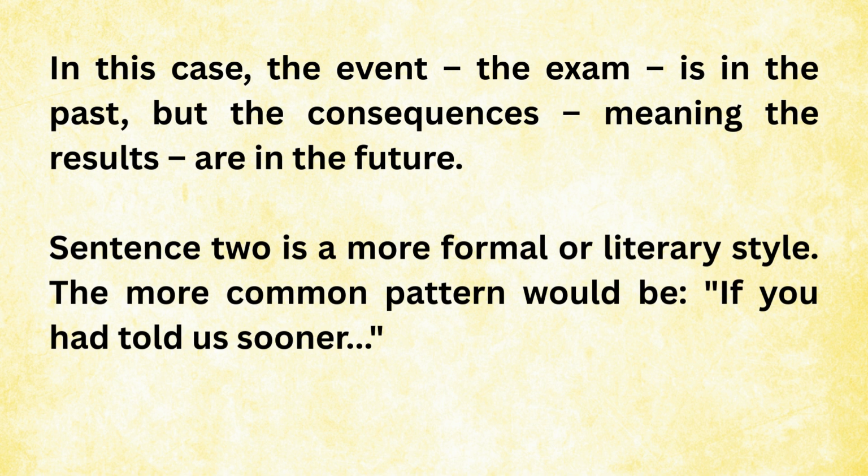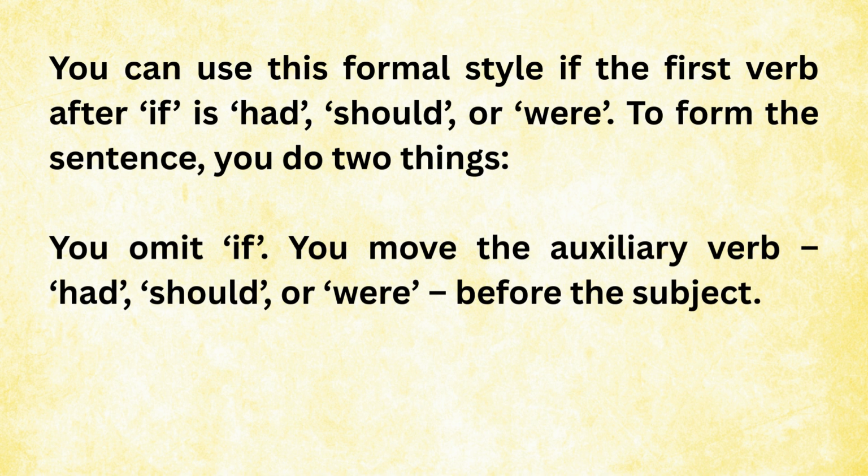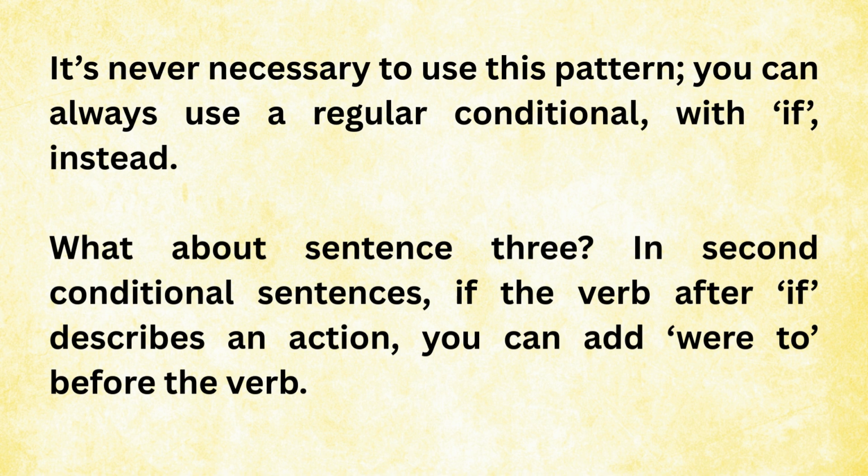Sentence 2 is a more formal or literary style. The more common pattern would be, if you had told us sooner. You can use this formal style if the first verb after if is had, should, or were. To form the sentence, you do 2 things. You omit if. You move the auxiliary verb, had, should, or were, before the subject. It's never necessary to use this pattern. You can always use a regular conditional with if instead.